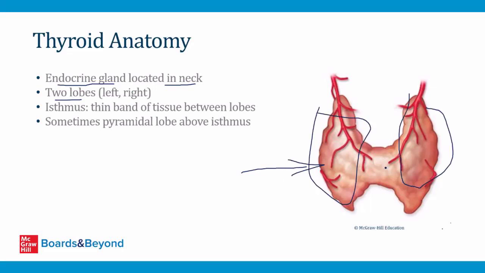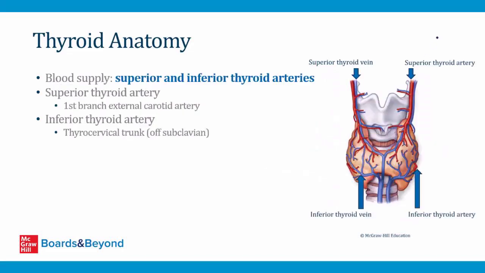And the two lobes are connected by a thin band of tissue called the thyroid isthmus. And then sometimes there's a smaller lobe up here on top of the isthmus, and when that's present, that's called a pyramidal lobe. Blood supply to the top part of the thyroid gland is via the superior thyroid artery.